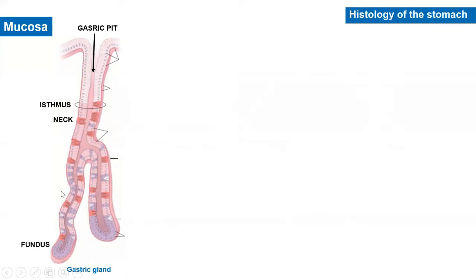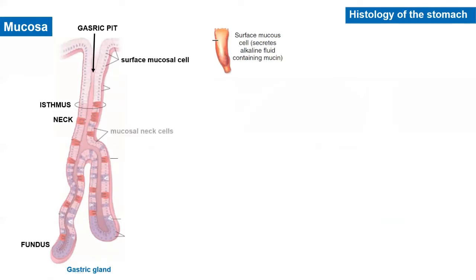The surface mucosal cells secrete alkaline-rich fluid containing mucin, and their height is more than the width, and the nucleus is basally placed. Another cell is the mucous neck cell, which also secretes mucin, but its secretion is slightly less alkaline than that of the surface mucosal cell.